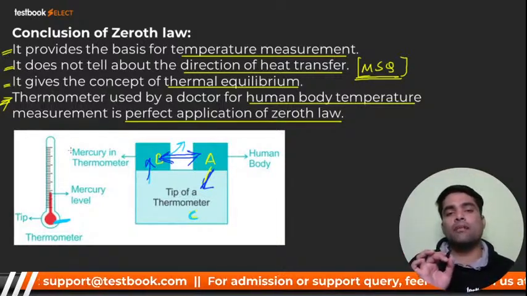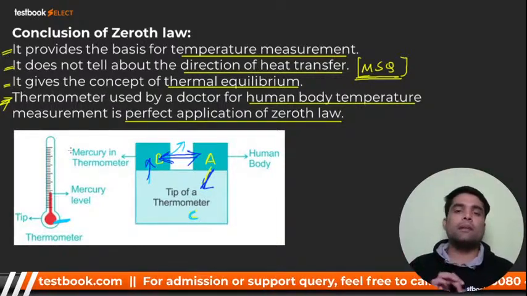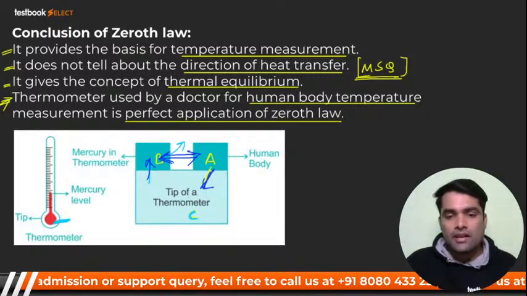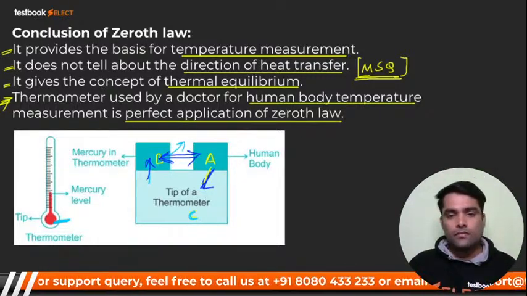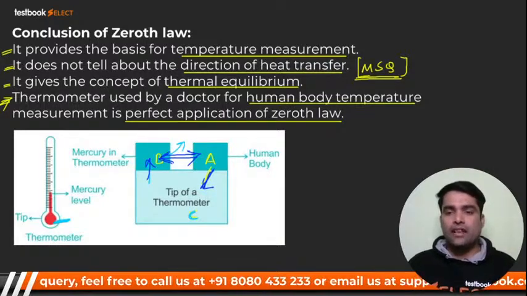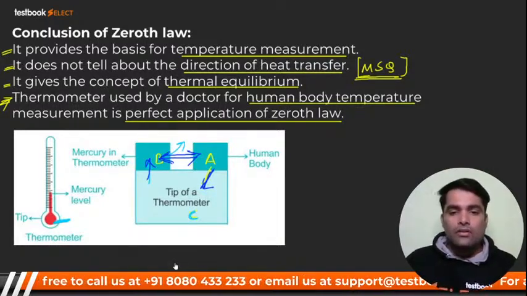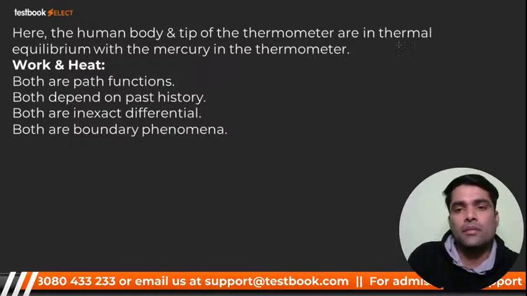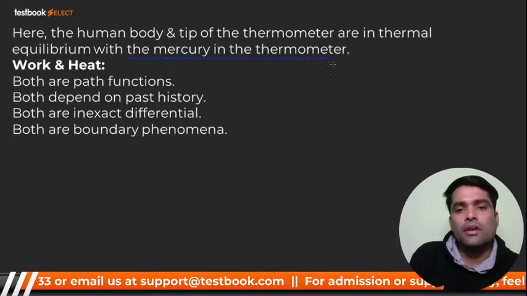there is a measurement of temperature by the thermometer, that is nothing but, my dear, a perfect example of zeroth law of thermodynamics. Okay बच्चा पार्टी, is it clear now? Okay, अगर clear है तो बताते चलेंगे बच्चा जोर जोर से, ठीक है. So here we go for next. Now my dear, here the human body and tip of thermometer are in thermal equilibrium with the mercury of the thermometer.